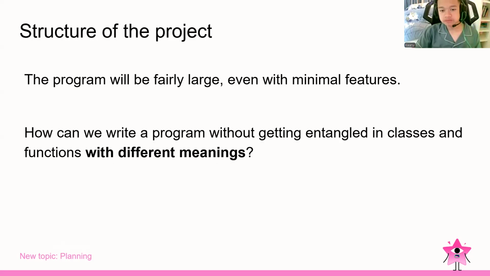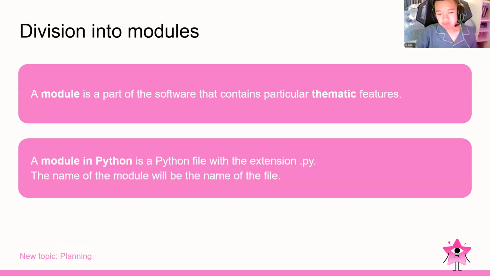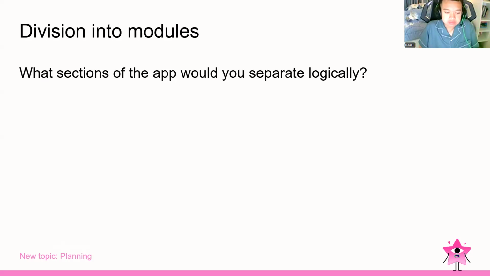So the structure of the project. The program will be fairly large, even with the minimal features. The question now is, how can we write a program without getting entangled in the classes and functions with different meanings? As you can see, we will have modules. A module is a part of the software that contains particular thematic features. In Python, a module is a Python file with the extension .py, and the name of the module is the name of the file.